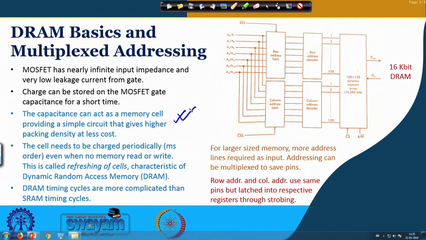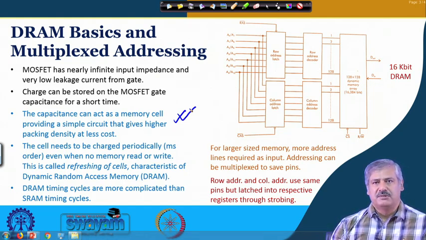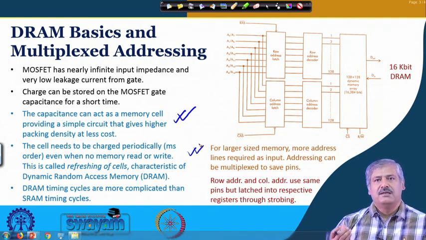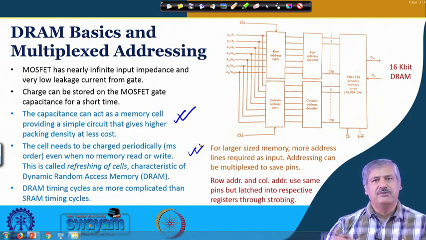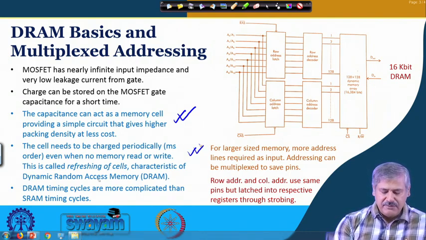The trade-off is what we just noted: the capacitance, though the leakage can be relatively small, still leaks. So it requires periodic refreshing. Otherwise, the data will not be properly understood, whether it is a 1 or a 0, because the levels will become similar. Okay. So, this is called refreshing of cells.